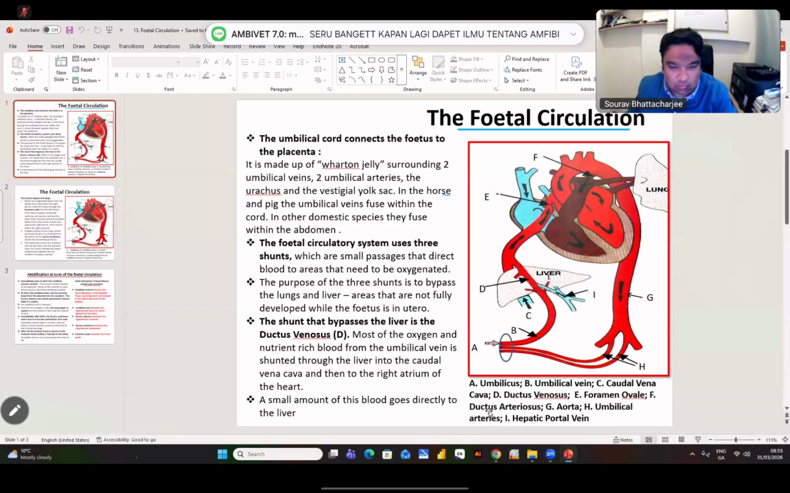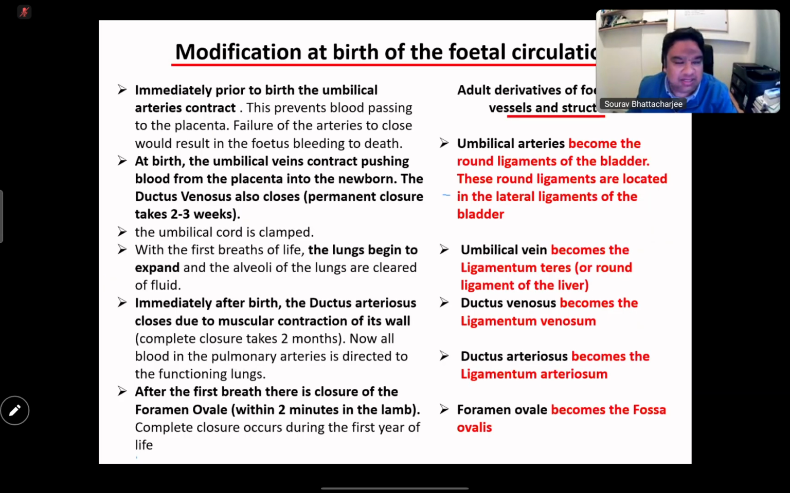Yeah. So what happens to these shunts? That is sometimes asked in the exam, and these are written in red fonts. So the umbilical arteries become the round ligament of the bladder. This is how you will find them in adult animals. The umbilical vein becomes ligamentum teres, sometimes also called the round ligament of the liver. The ductus venosus becomes ligamentum venosum. Ductus arteriosus becomes ligamentum arteriosum.